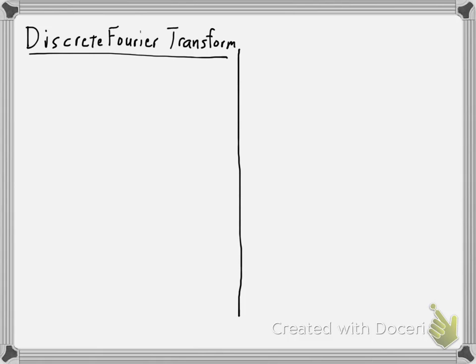So in this part of the lecture, I'm going to discuss the discrete Fourier transform. I'm going to let the vector x equal x0 as the first entry, x1, all the way down to x sub n minus 1. So there are n entries. And I'm also going to let omega equal e to the minus 2 pi i divided by n.